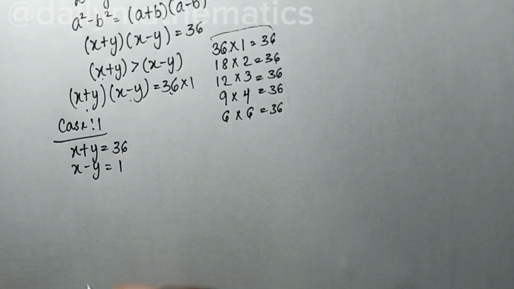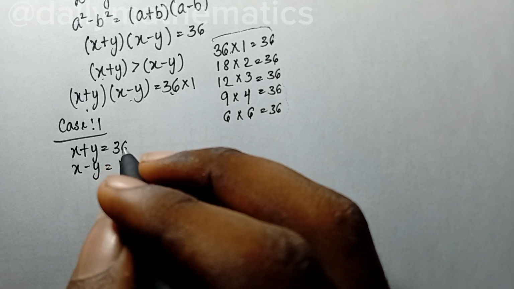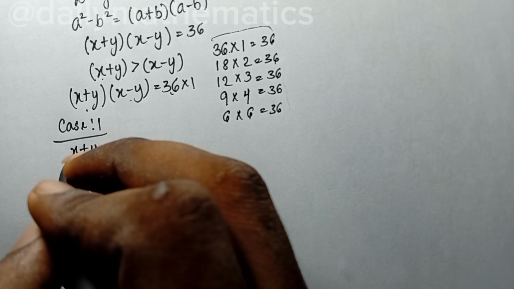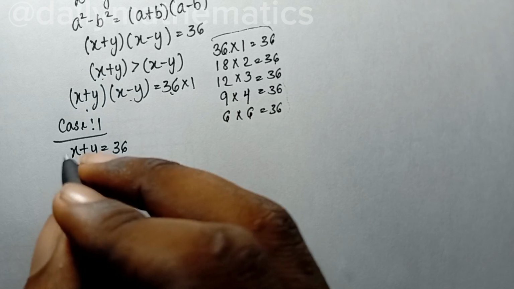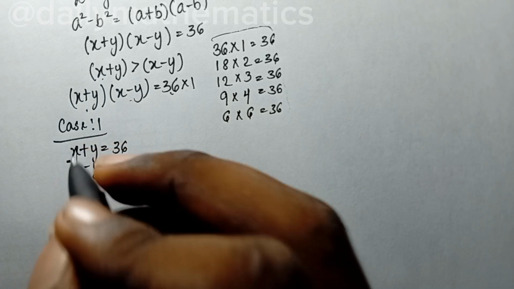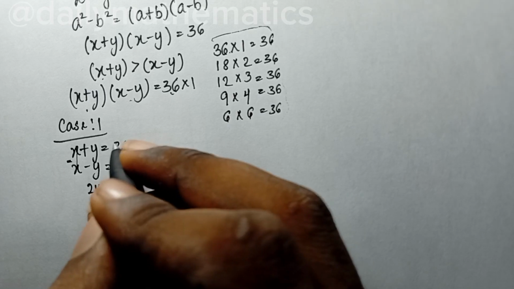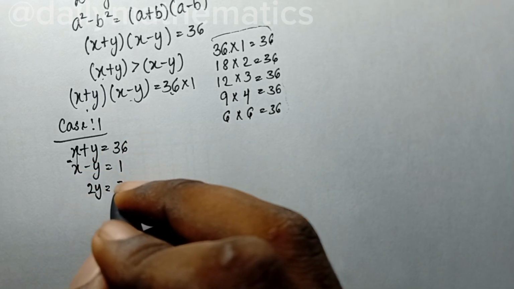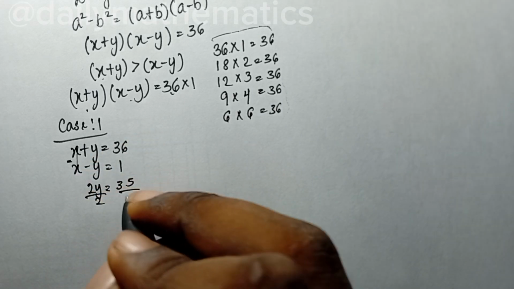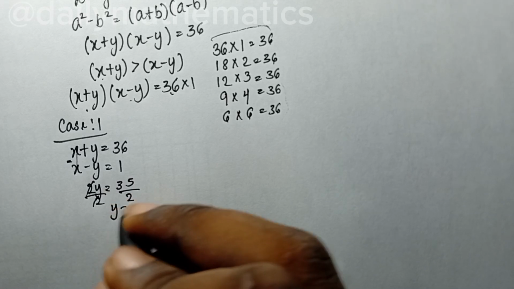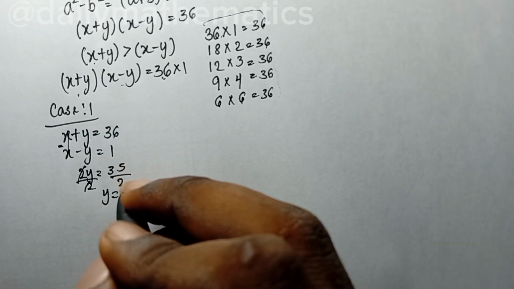What do we do here? We have two equations that we're going to solve simultaneously. We subtract equation 2 from equation 1. x minus x cancels, then we have y minus y, which gives us 2y equals 36 minus 1, which is 35. Divide both sides by 2, and we have y equals 17.5.